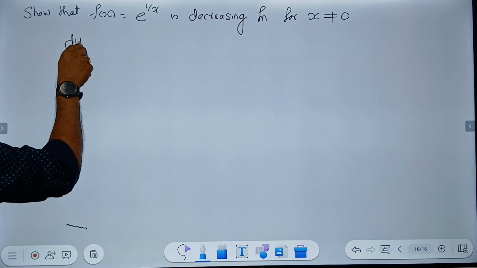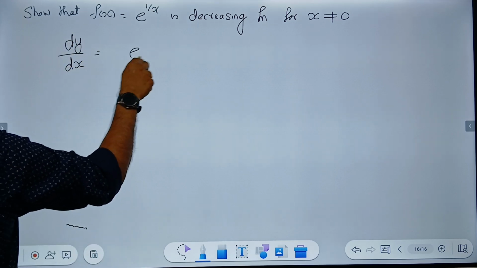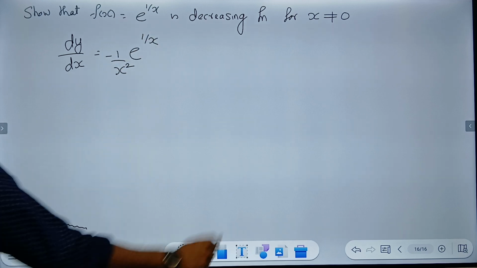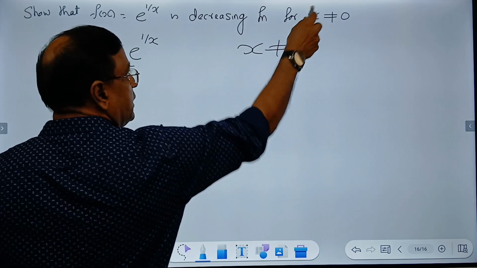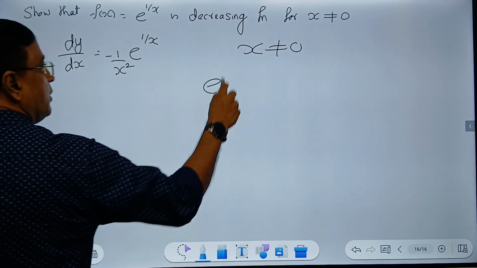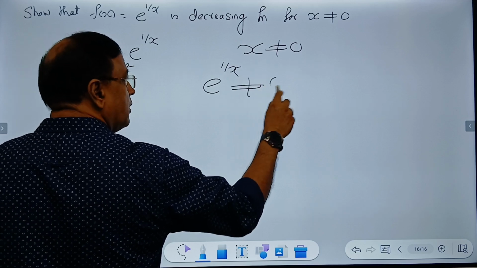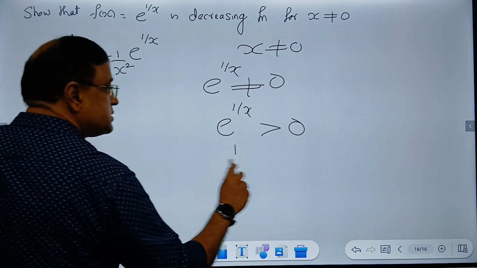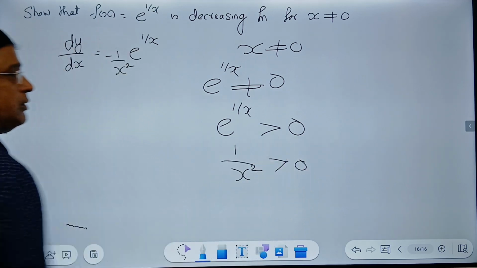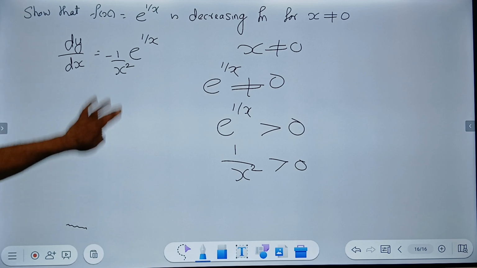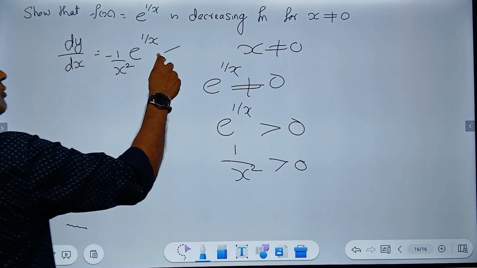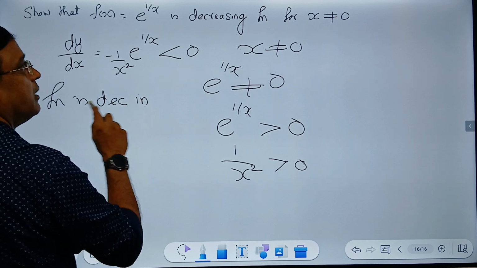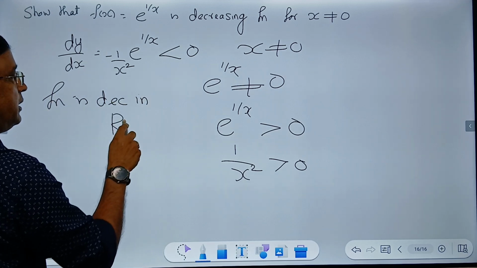And this is our last problem. Dy by dx is equal to e power 1 by x, and 1 by x differentiation is minus 1 by x square. Okay, and obviously x cannot be 0. It's already given in the question. But e power 1 by x will never be 0, and e power 1 by x is always positive. And 1 by x square is always positive, where it is square. So e power 1 by x is positive, 1 by x square is positive, with the minus sign it will be negative. Therefore, you can say the function is decreasing in R except 0.